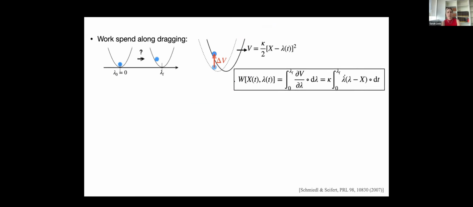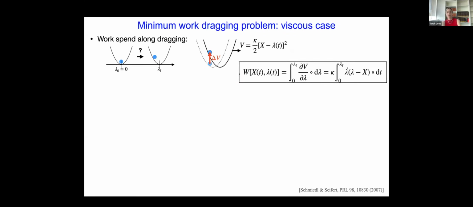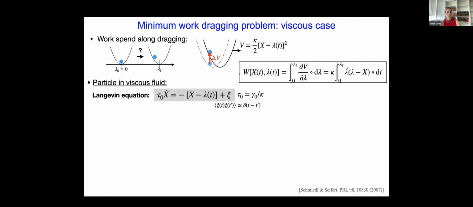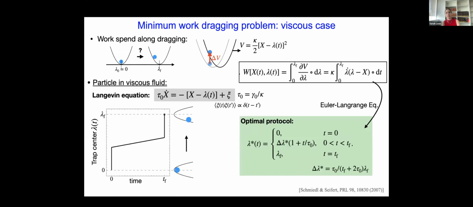And now let's start with the viscous case, which had already been solved in 2007. So we can describe the particle dynamics by a Langevin equation that is Markovian in this case, if we just have a viscous fluid, which has one parameter that is a trap relaxation timescale. And this is a linear problem, so we can solve it exactly by Euler-Lagrange equations. One just has to be a bit careful with the boundary constraints, but it's quite straightforward. And what you find is the protocol shown here.